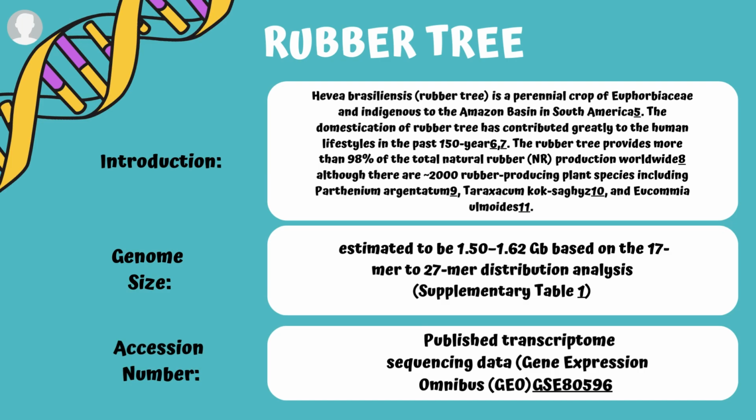Secondly, about genome size. Genome size was estimated to be 1.50 to 1.62 GB based on the 17-mer to 27-mer distribution analysis. This can be referred to in supplementary table 1. Third, about accession number. Published transcriptome sequencing data by Gene Expression Omnibus (GEO), which is GSE80596.